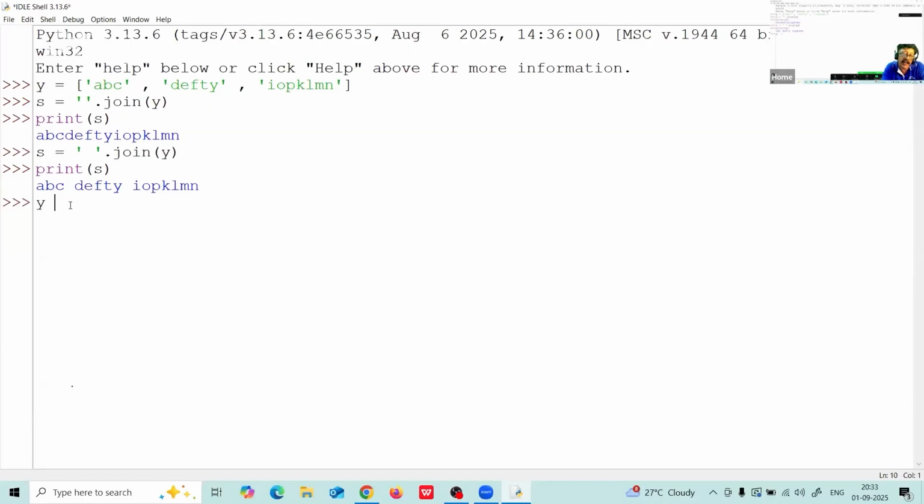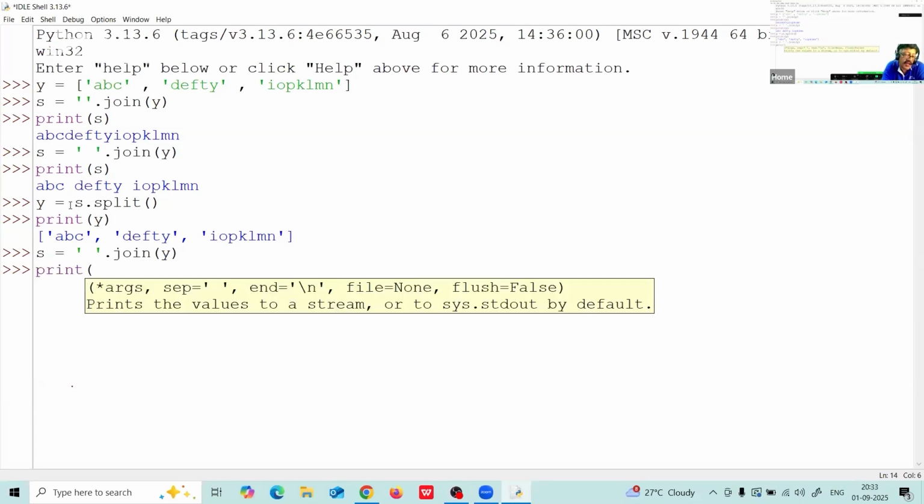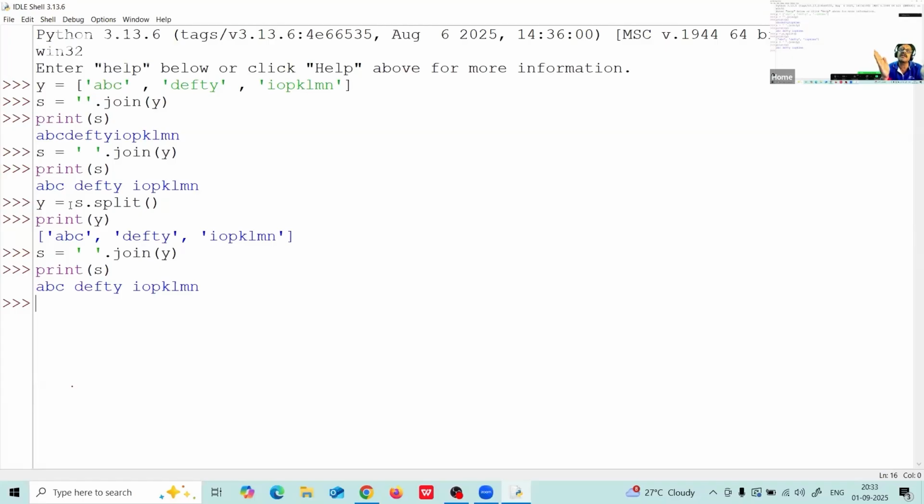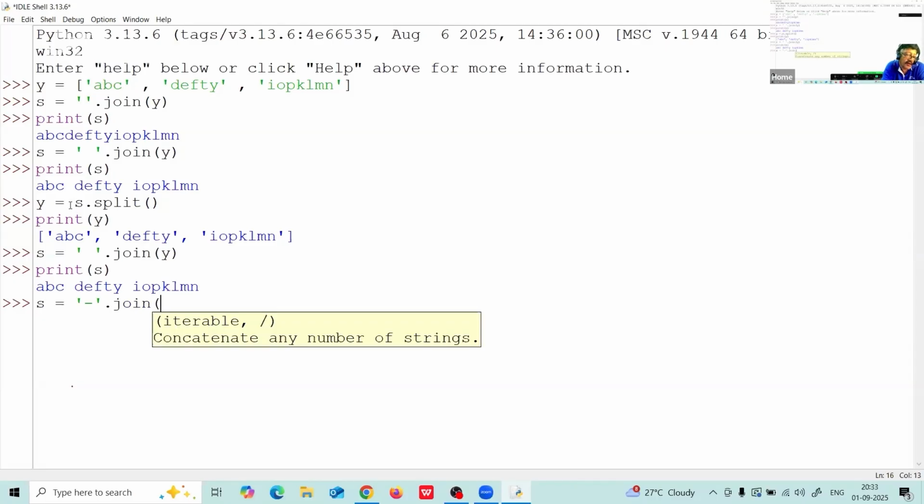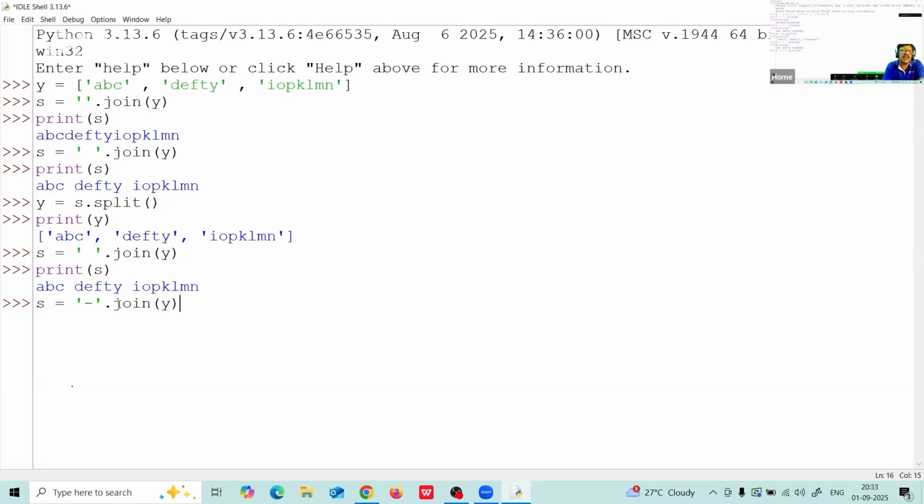What will happen if I say Y is equal to S dot split? I hope you're not getting confused. Y will be a list of strings on the basis of space. And what will happen if I say S is equal to space dot join Y? What will S be? S will be the string containing all the words separated by space. Okay, what if I say S is equal to dash dot join Y?